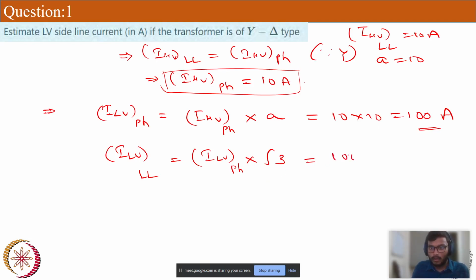So 100 root 3. How much is 100 root 3? 1.732 into 100. 173 something. Yeah, 173.2 amps. A simple one. The same thing which we did for voltage, we will do it for current.